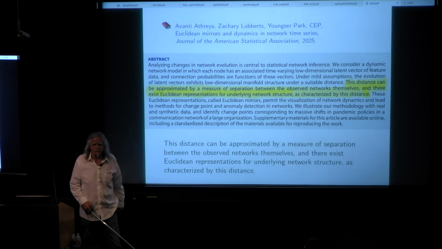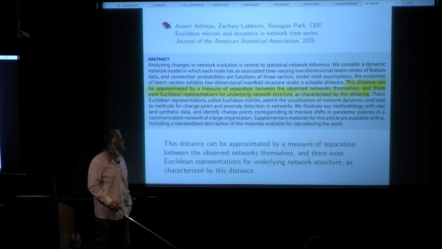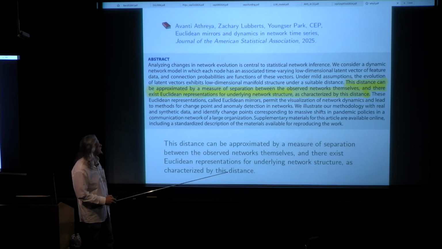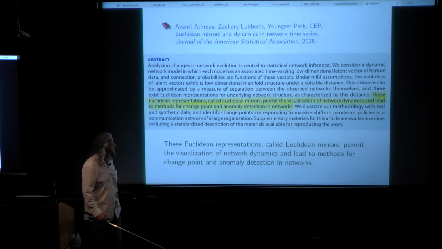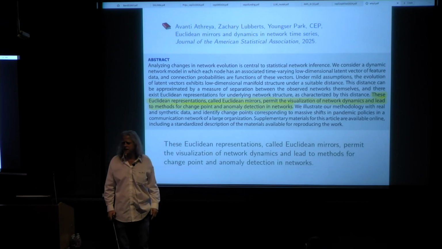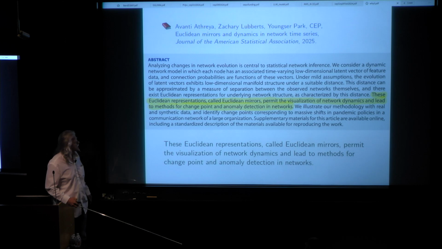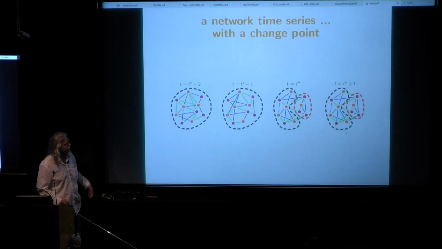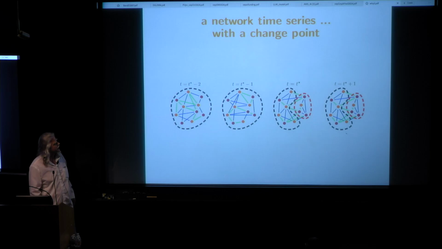So we've got a statistical function, a theoretical function, and now we're going to estimate it with real data, and we can do that. And that's going to be the Euclidean mirrors, this low-dimensional thing, and so we can do things like find structural changes in the network. So that's the story. And you can read all about it, and I will show a couple of results from there, but I won't do justice to them.